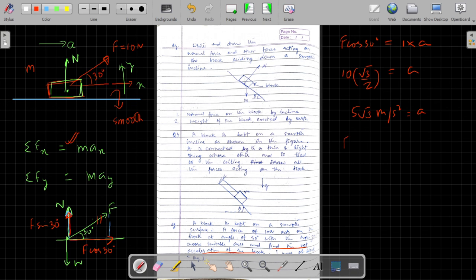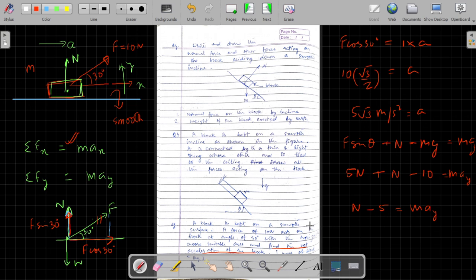And now let us investigate what is happening in y direction. So there is a force F sin 30°, let's say F sin theta, plus normal force minus the weight of the block mg is equal to m a_y. F sin theta is 5 newtons plus normal reaction, some N, minus the weight of the block, which is 10 newtons, that is equal to m a_y. So this gives us N minus 5 is equal to m a_y.